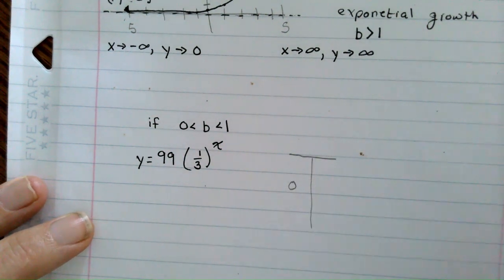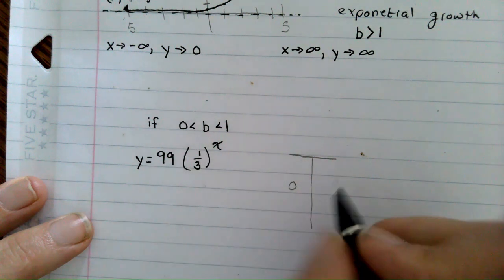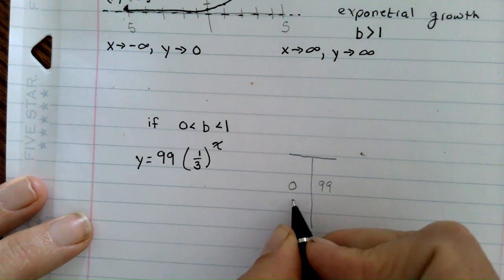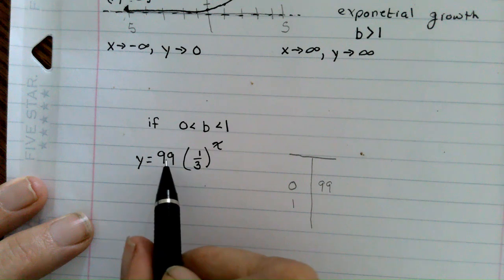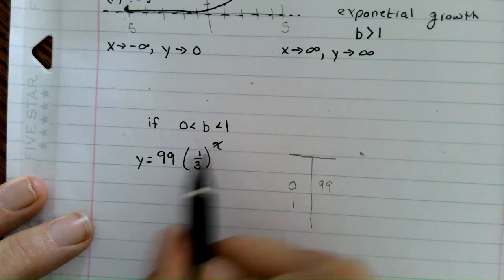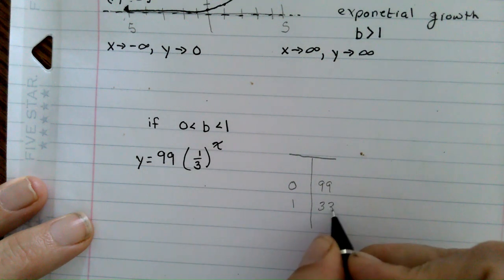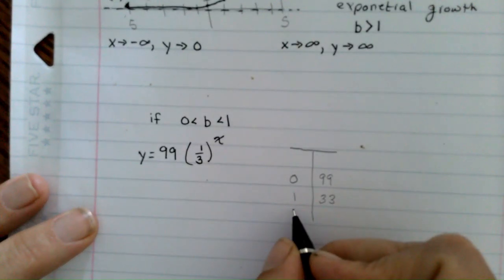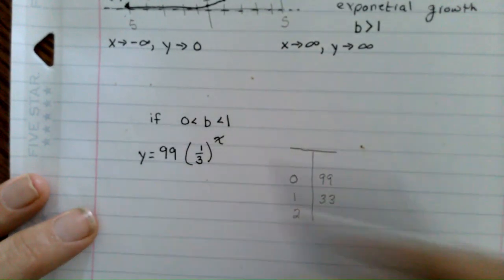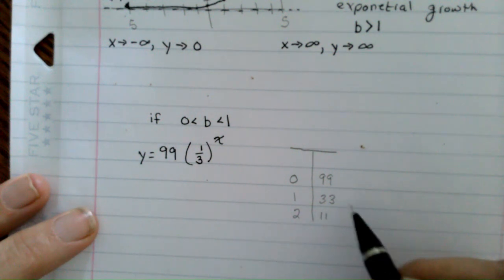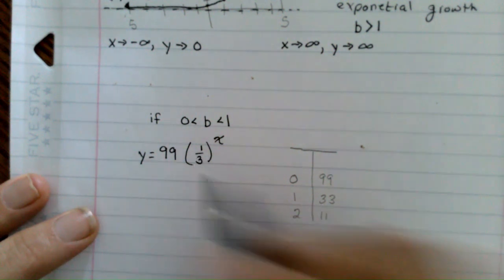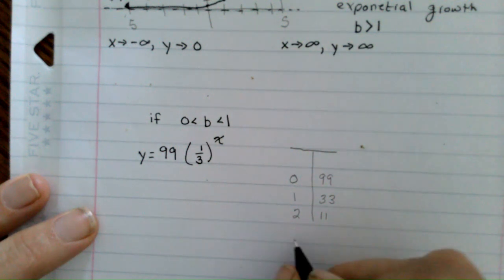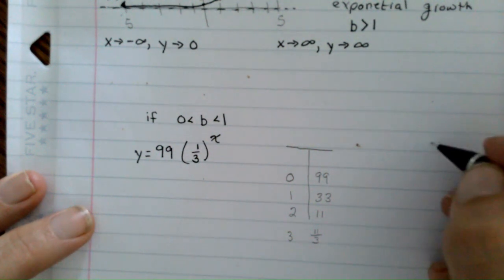If we substitute 0, 1/3 to the 0 is 1, times 99 is 99. If we do 1, 1/3 to the first is 1/3 times 99 is 33. If we put in 2, 1/3 squared is 1/9, so that'd be 11. So do you see how it's kind of like it's dividing by 3 each time? It's because we're multiplying by 1/3. So 3 would be 11/3, so on and so forth.